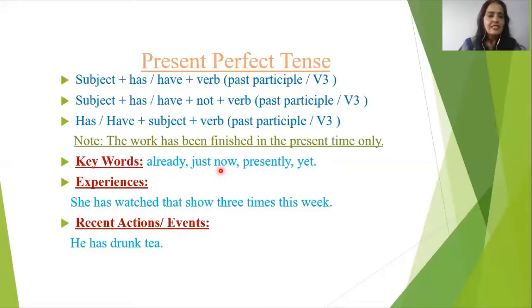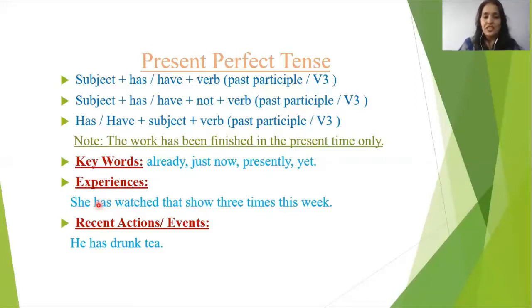This indicates some experiences. How? She has watched that show 3 times this week. She has watched this show 3 times this week. This week, it is indicating. It means in the present week. In the present week only, she has seen that show. And that is telling us, okay, if this week is used here, it means present time. It means we should use the perfect tense rule here. Which is the perfect tense? Has, have plus third form of the verb.